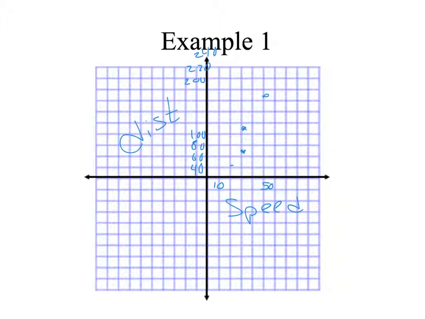173 would be about there, and 60, 248 would be about here. And again, you can notice, hopefully, that we have a trend going upward, a positive trend. If our trend or our pattern is going upward, we say that it has a positive trend. So if we needed to write a conclusion, we would say, as your speed increased, your distance increased. And again, that should make sense. As you're increasing your speed and you're going faster, you should be getting further away from your starting point.